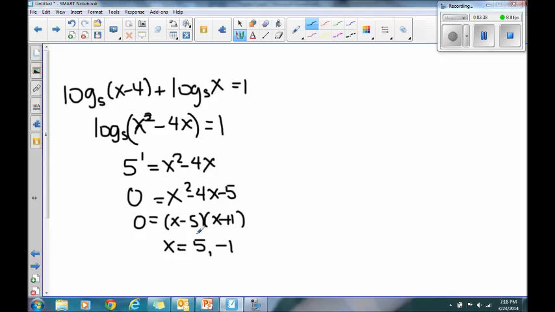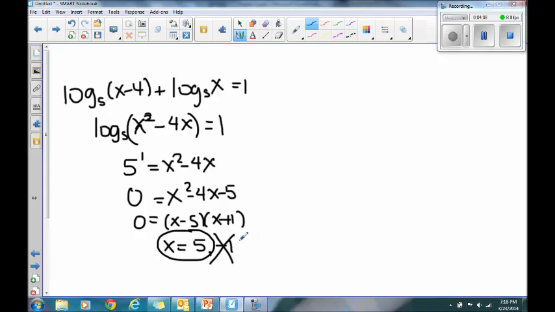Now if we go back and check our domain, 5 minus 4 is 1, which is positive. 5 is positive, so I know 5 is an acceptable answer here. But if I plug in negative 1 for x in either place, I'm going to have a negative number there with my logarithm, and I know I cannot take the log of a negative number, which means 5 is my only solution to this problem.